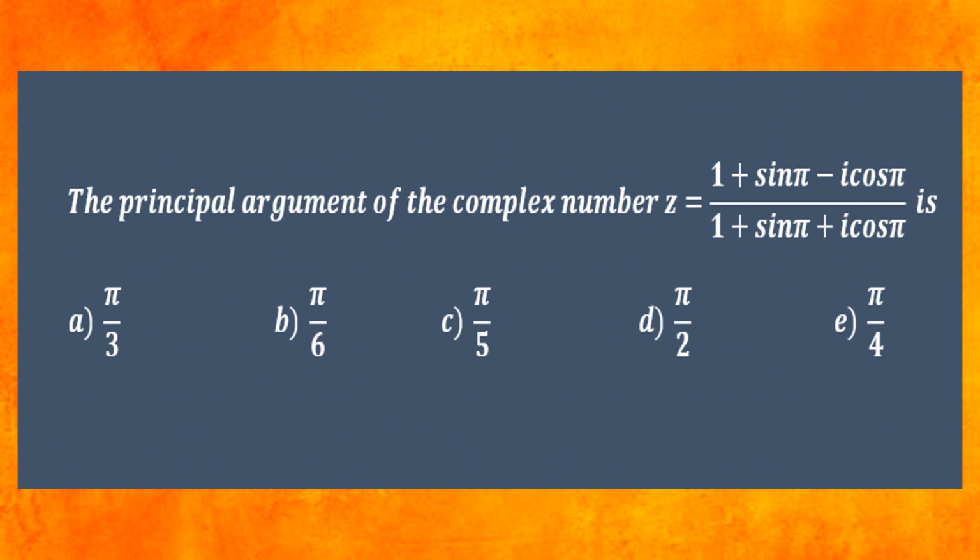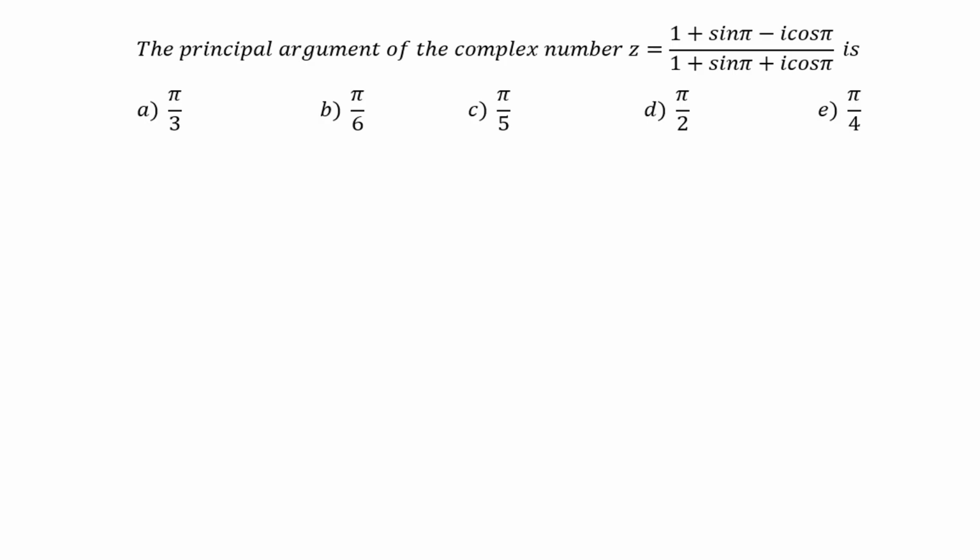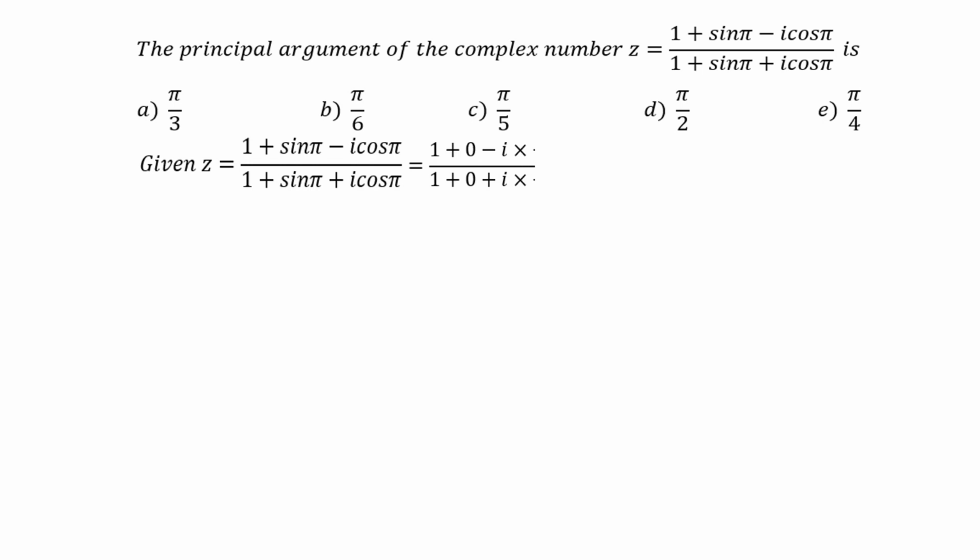The principal argument of the complex number Z equal to (1 plus sin pi minus i cos pi) divided by (1 plus sin pi plus i cos pi) is: choices pi by 3, pi by 6, pi by 5, pi by 2 and pi by 4. Here given Z equal to (1 plus sin pi minus i cos pi) divided by (1 plus sin pi plus i cos pi). We know that the value of sin pi is 0 and cos pi is minus 1. So we get (1 plus 0 minus i into minus 1) divided by (1 plus 0 plus i into minus 1).